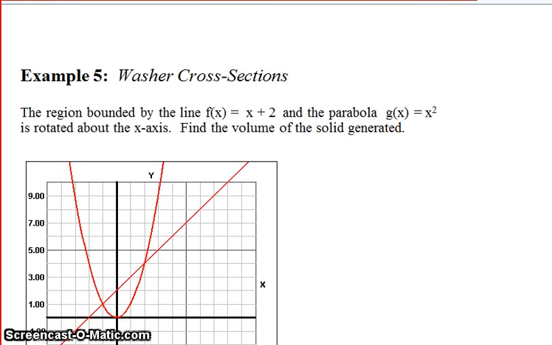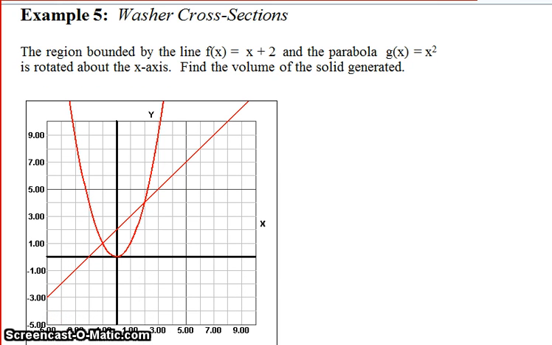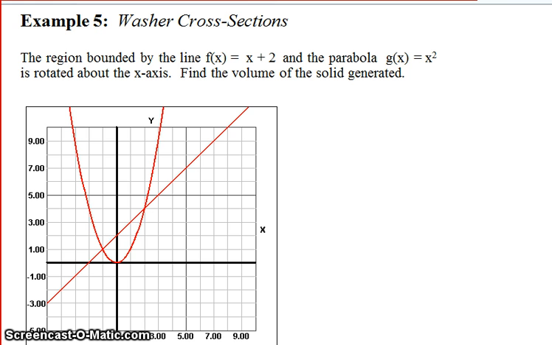Well, conveniently enough, I have the graphs, the pictures. I know what these graphs look like. You could probably guess which graph is which. This is f of x equals x plus 2, and this is g of x equals x squared, and the region bounded by the two is this. We're going to take this shape and rotate it around the x-axis. We're going to end up with a nifty three-dimensional shape, and we are going to use the washer method to find the volume of that shape.